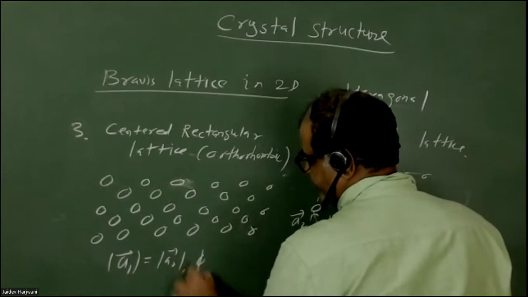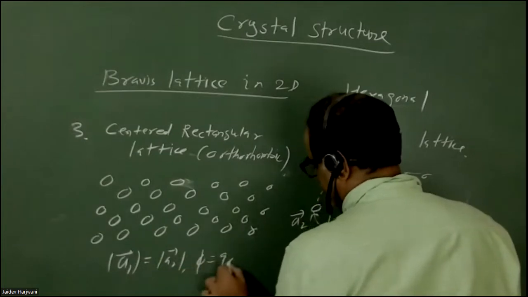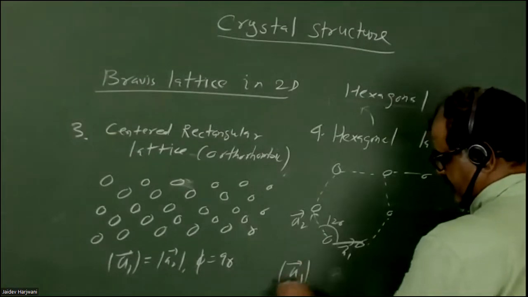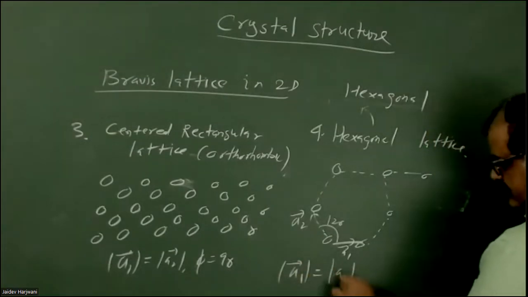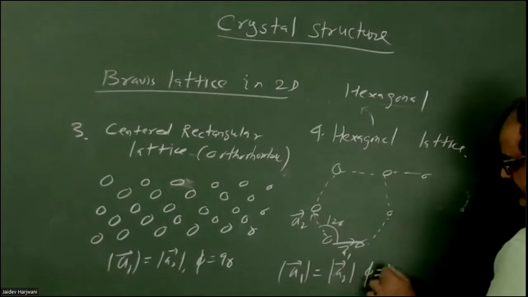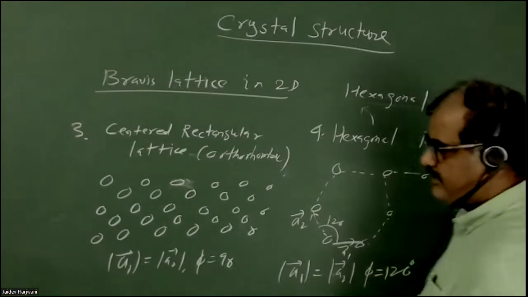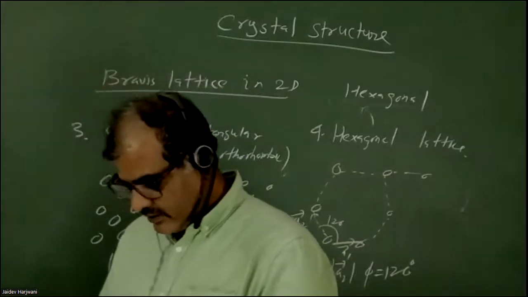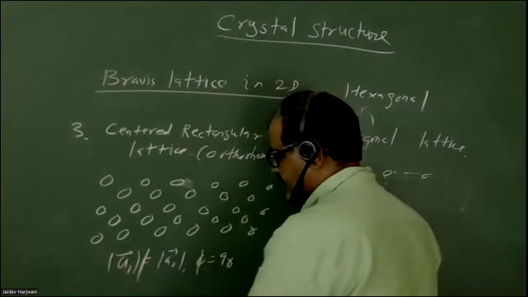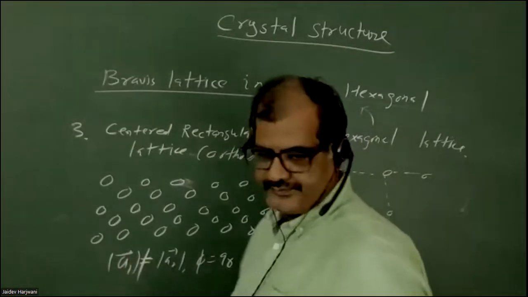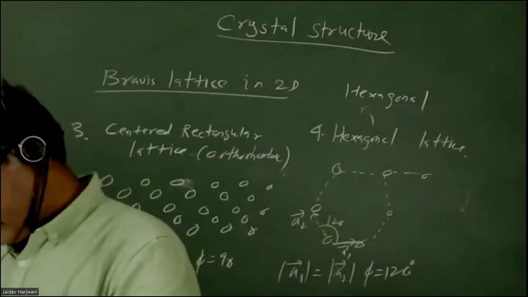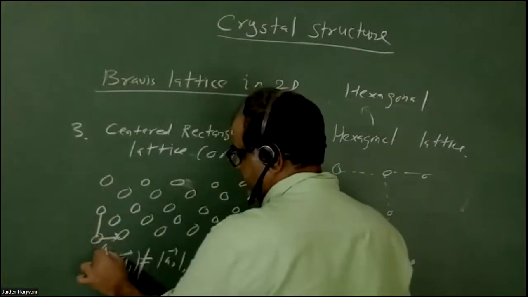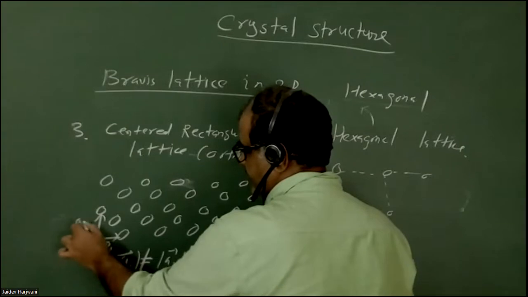But phi is 90. So here you have A1 equal to A2 and the angle phi is 120. In rectangular, they are not equal. Okay, this is your centered rectangular, this is A1, this is your A2.